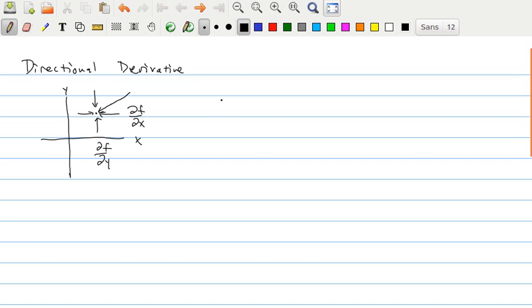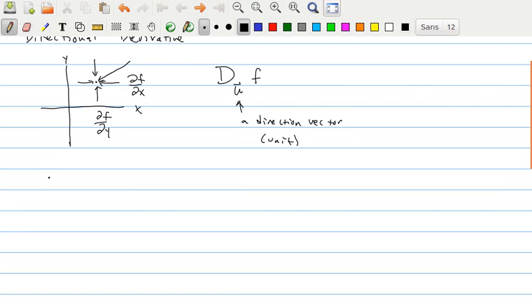and that gives us the idea of directional derivative. And this is usually denoted as D with the subscript u, of f, where u is a direction vector or a unit vector. So you take any vector of length 1, and we've got this formula for the directional derivative. And what that is, the directional derivative in the direction of u of a function f.